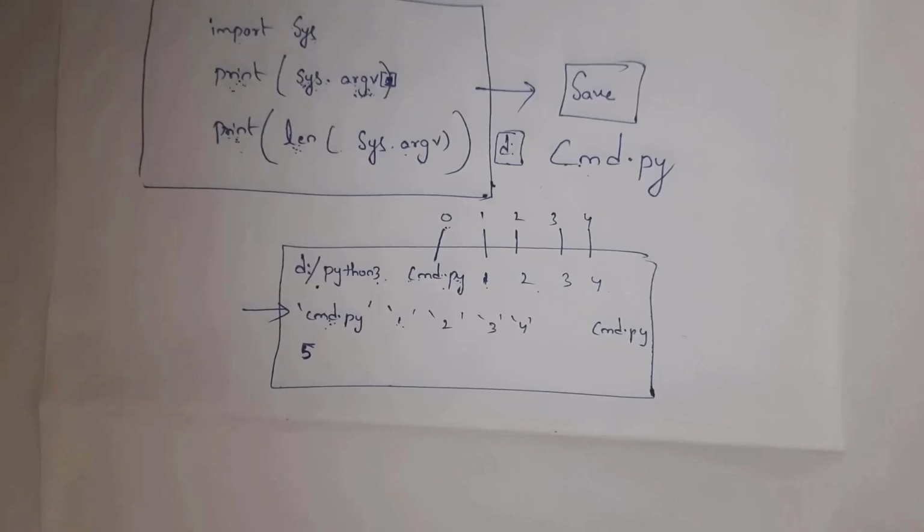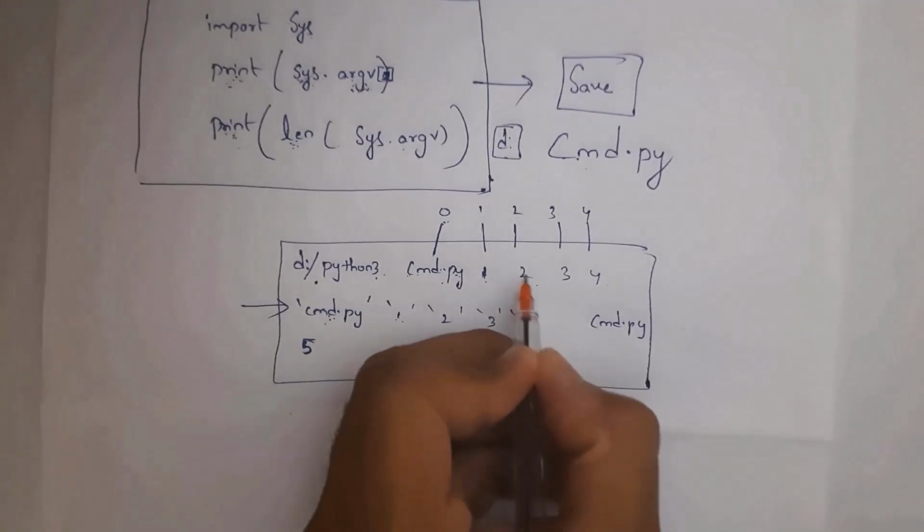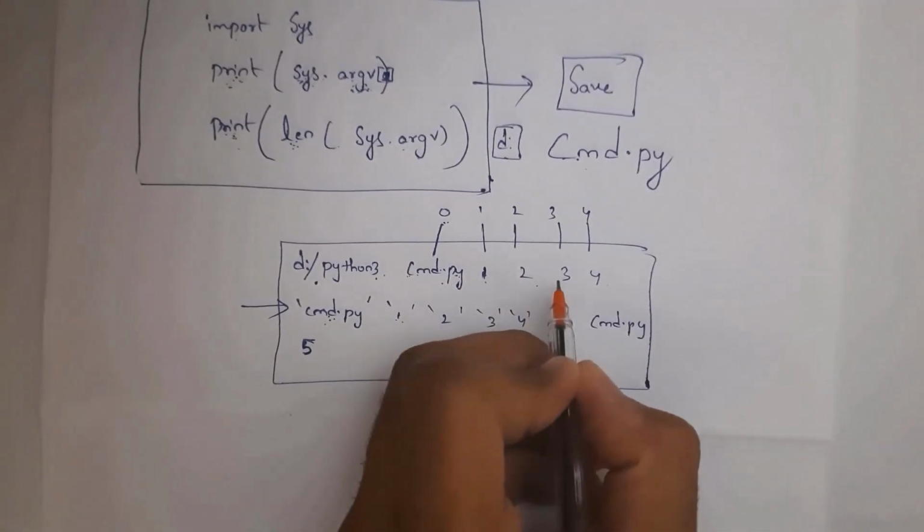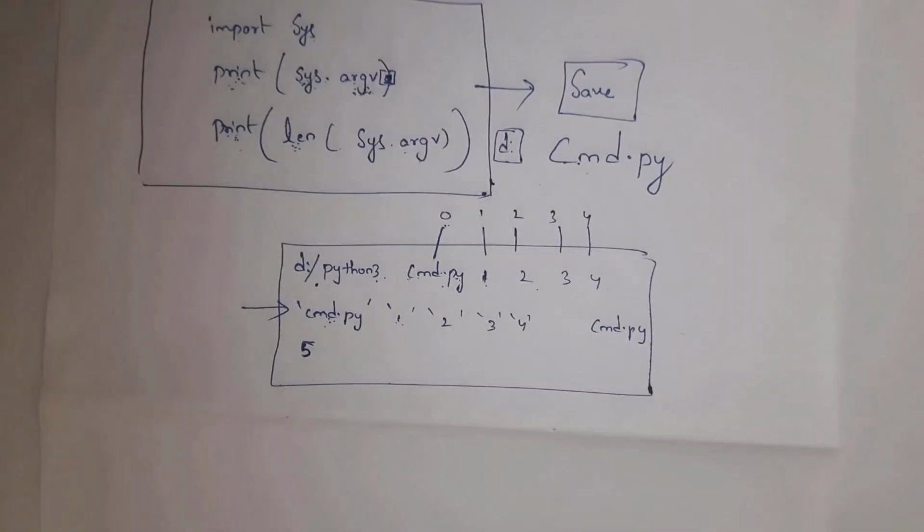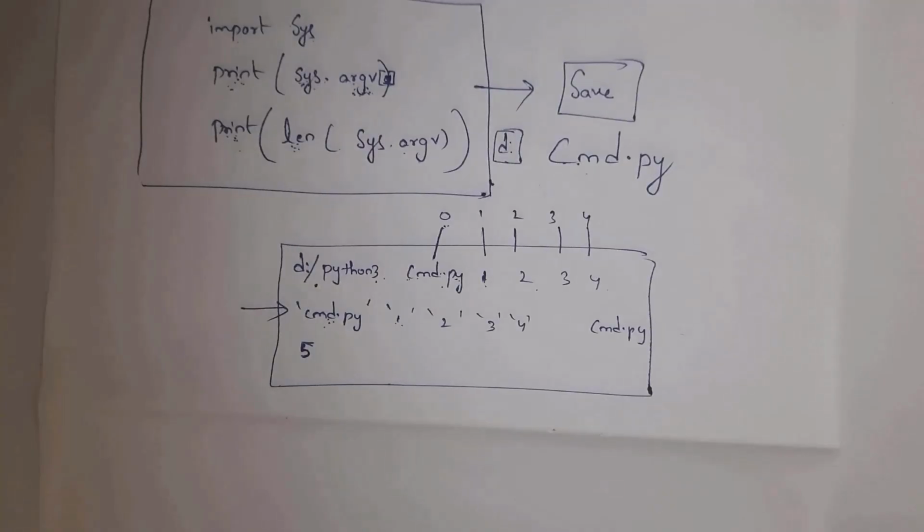And whatever the arguments that we are passing from command prompt, everything is treated as string. Here I gave input 1, 2, 3, 4. These 1, 2, 3, 4 are integer values. But whatever the arguments that we pass from command prompt, everything is treated as string. So this 1, 2, 3, 4 is considered as string, not integer.